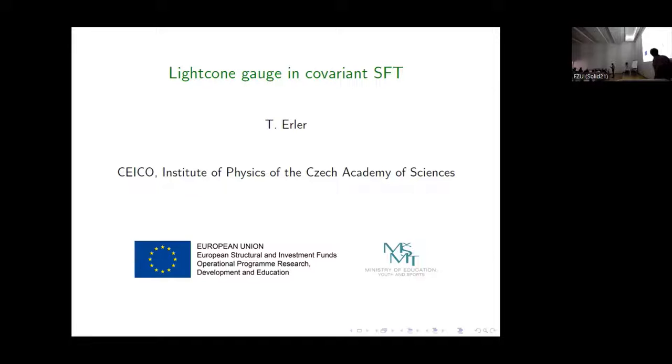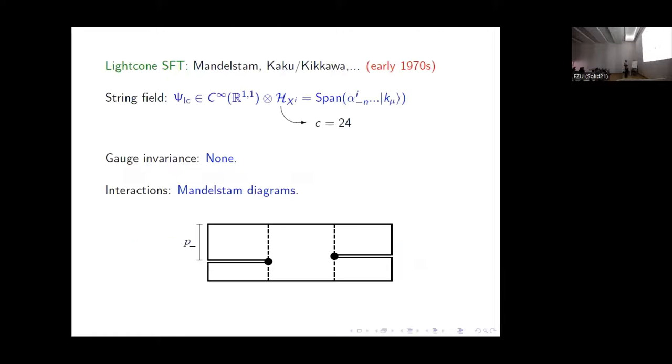So today I'm going to be talking about what happens if you fix lightcone gauge in covariant string field theory. So let's first review some things. There's lightcone string field theory, which was invented back in the 70s by Stanley Mandelstam and Kaku and Kikawa.